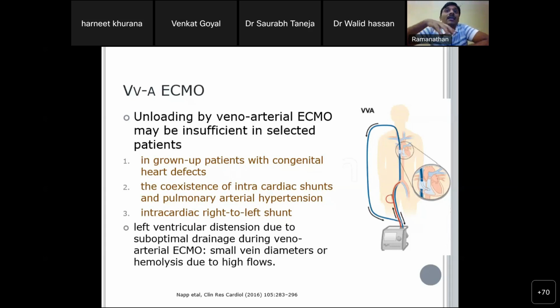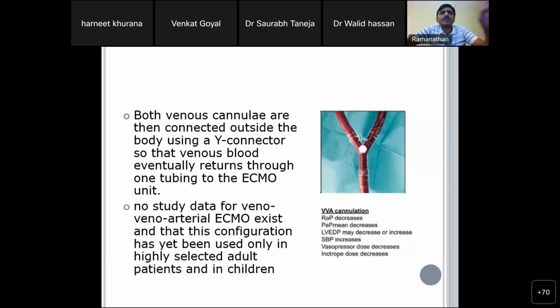Again, when I say usually, still rarely. It is also used in patients with intracardiac shunts. So, its use is very limited in clinical practice, but it helps unload the right ventricle better. The principles are more or less the same. The only thing is the return cannula essentially is a single cannula, while blood drains from both the venous cannulas and goes into the oxygenator. As I said, you don't have big studies or data to say that this configuration is robust. But, as I said, it's used in highly selected adult patients and children.